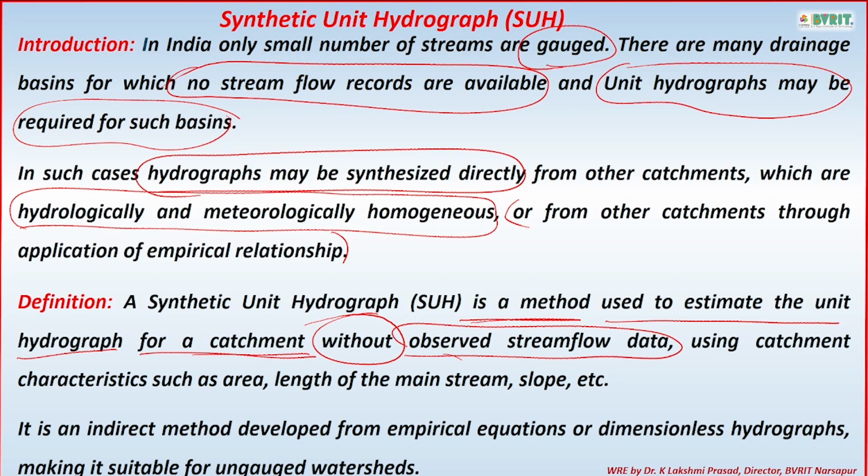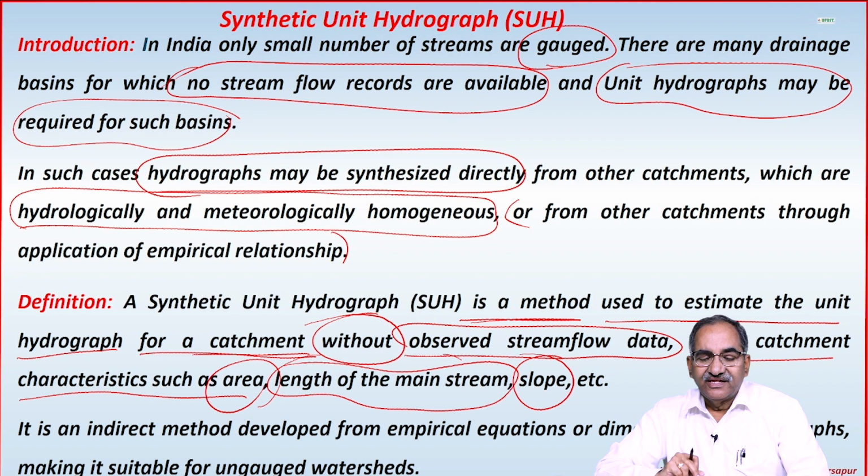How to do it? We use the catchment characteristics. What are the catchment characteristics? Number one is the area of the catchment. Number two is the length of the main stream. Number three is the slope. These three you can measure at any point of time. So if I am given the area of the catchment, the length of the stream, and the slope, then even though stream flow is not measured and the data is not available, you can still prepare a unit hydrograph, and that unit hydrograph is called a synthetic unit hydrograph.